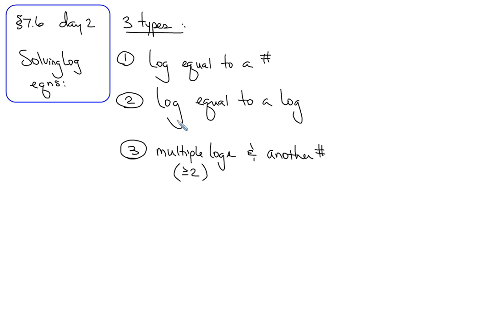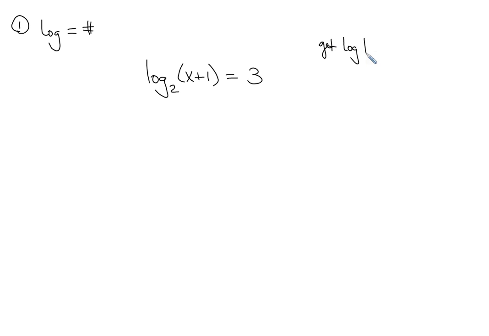The first type is a log equal to a number. For example, log base 2 of x plus 1 equals 3, and we want to solve this for x. The first thing you need to do, guys, is get the log all by itself on one side, because we're going to unravel this to change it into an exponential. Just like when we were graphing log functions, before we could unravel it, we had to get the log all by itself. Same idea. We cannot unravel it until the log is by itself.